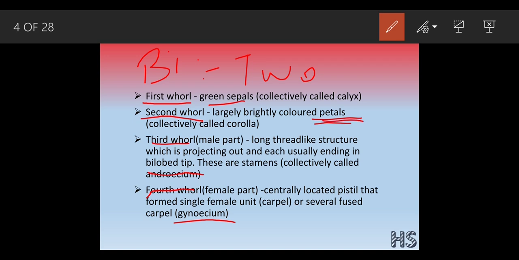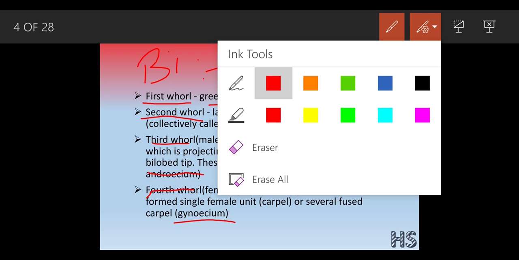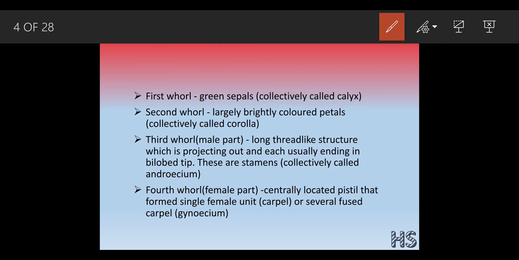The third whorl, that is the male part. It has a long thread-like structure which is projecting out and usually ending with a bilobed tube. See, how would be the structure? I'm going to erase this part so that I can make the androecium part more perfectly for you. Androecium. There is a symbolic form, a circle and a cross arrow. You can see this in your textbook. They are also called stamens.